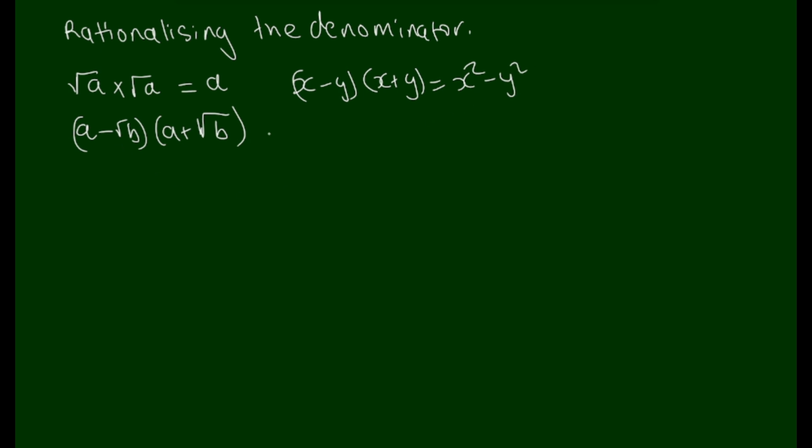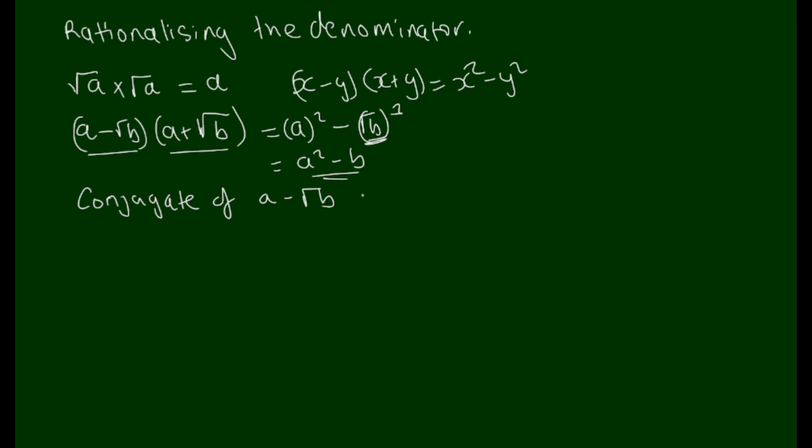So it's the same thing here. This will give us a squared, then minus square root of b squared. And then square root of b squared becomes b. So it's going to be a squared minus b. Okay, so remember that. And then what do we call these pairs here? These are called conjugate pairs. So the conjugate of a minus square root of b is a plus square root of b, or vice versa. The conjugate of a plus square root of b is a minus square root of b. So please remember this as we do these few examples.